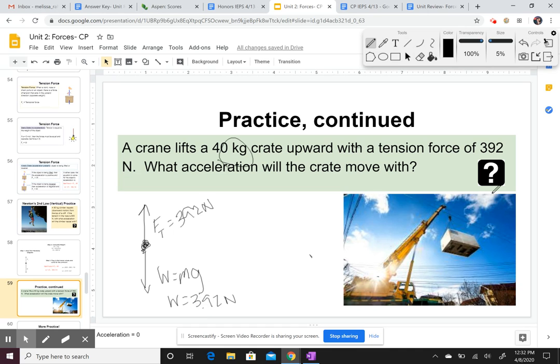So when you have forces balanced, then you have no net force, which means you have no acceleration. That doesn't mean that the crate is not moving. It just means that it's not accelerating. So it's moving with a constant velocity. It could be moving up, it could be moving down, or it could be not moving at all. We aren't given enough information to know that, but we do know that it's not accelerating. It's not speeding up or slowing down in any direction.